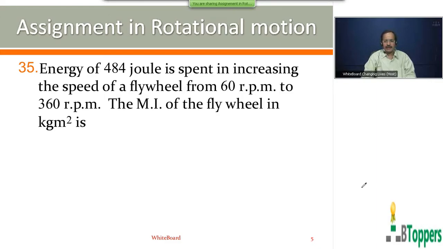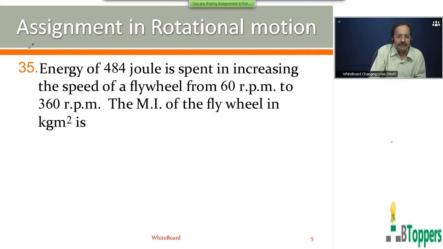See question number 35. Energy of 484 joule is spent in increasing the speed of a wheel from 60 revolutions per minute to 360 revolutions per minute. The moment of inertia of the flywheel in kg meter square is. Here also, question number 35 is similar to the previous question. Same principle you have to use.